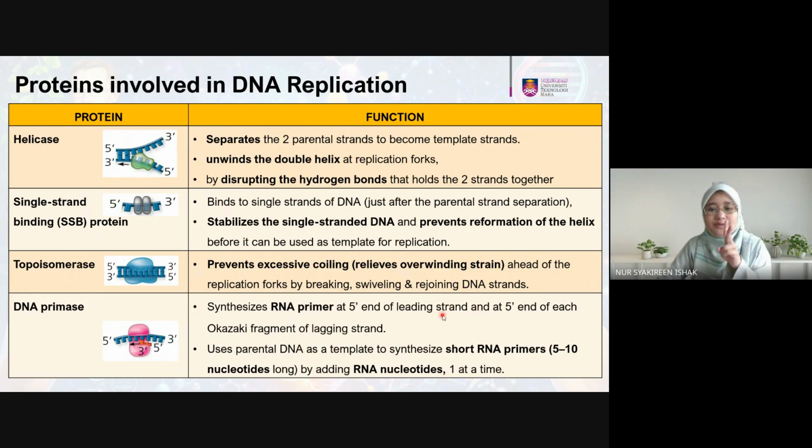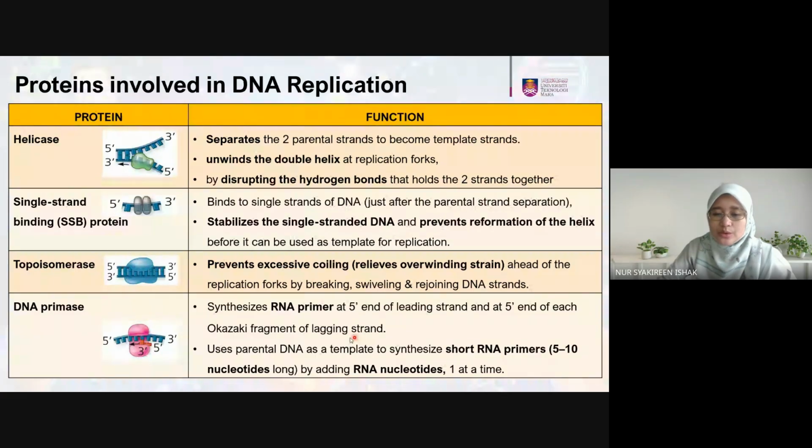We have two types of strands in the synthesis of the new DNA strands. Here we have the leading strand, and the other one is the lagging strand. So it is to synthesize RNA primer at the 3' end of the leading strand and at the 3' end of the Okazaki fragment of the lagging strands.